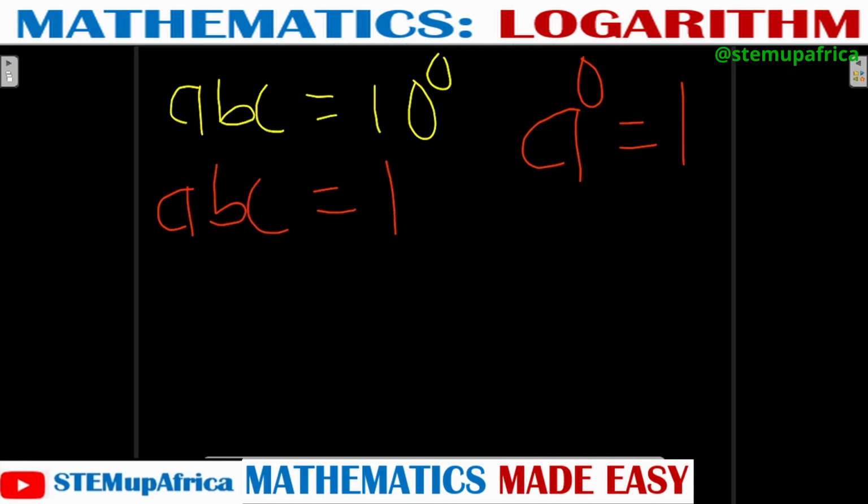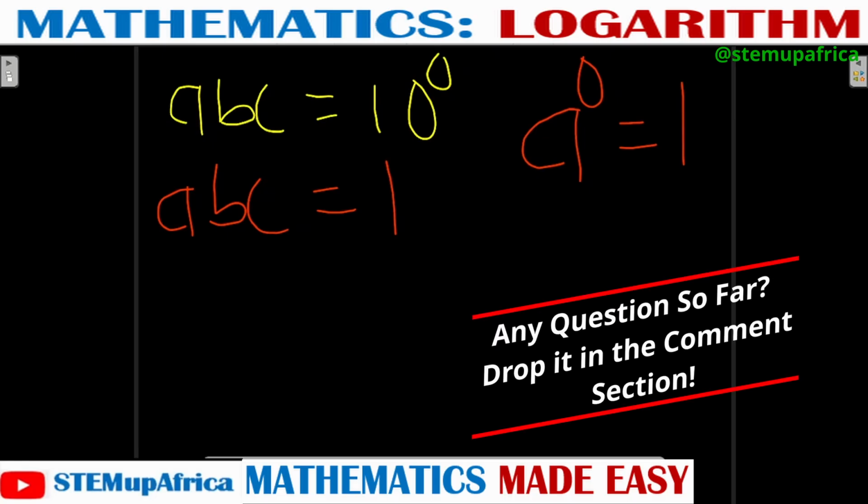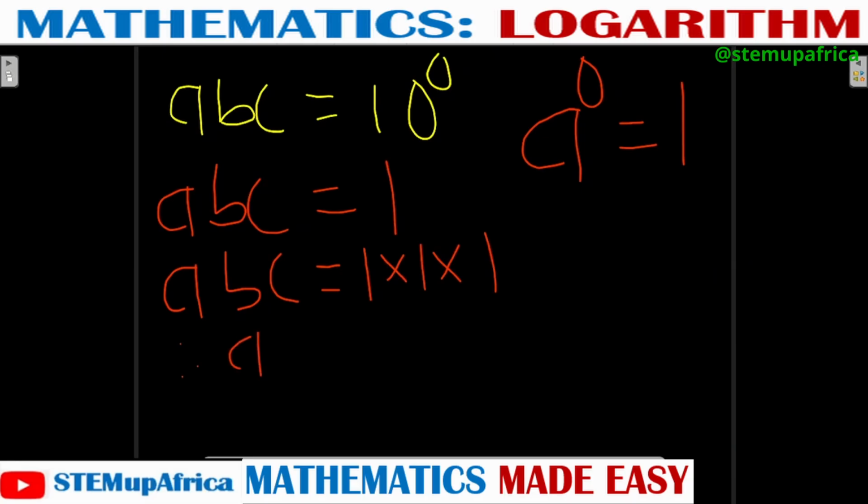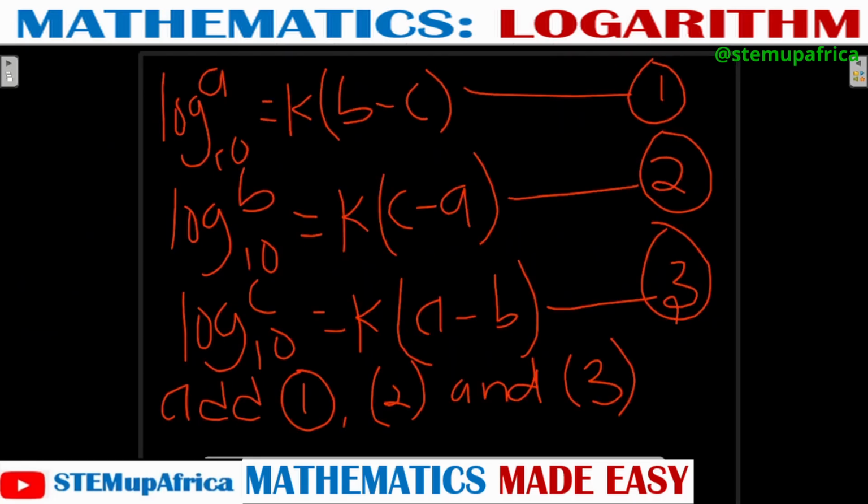Now, so we have three alphabets here, a, b, c. Let's try to get the individual factor or number. So I could say abc can also be written as 1 times 1 times 1, not to change anything, so that I can get the value for a, for b, and for c. 1 times 1 times 1 is the same thing as 1. It therefore means that my a is equal to 1, my b is equal to 1, my c is equal to 1.